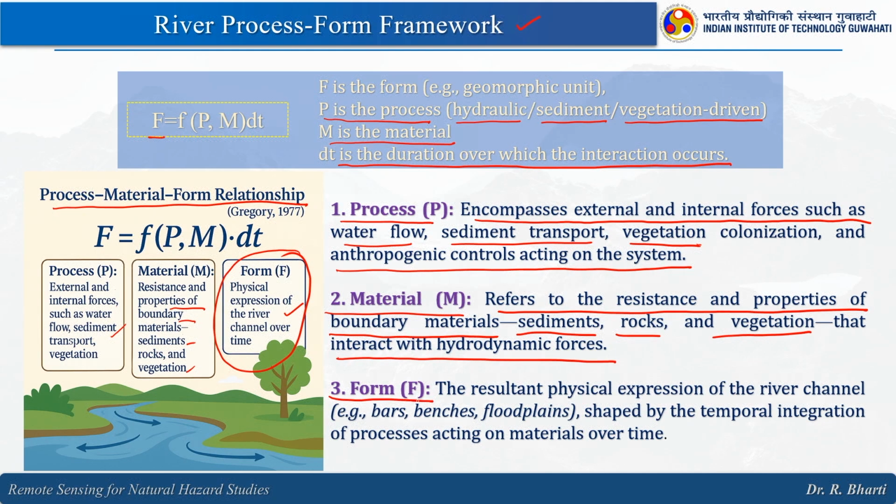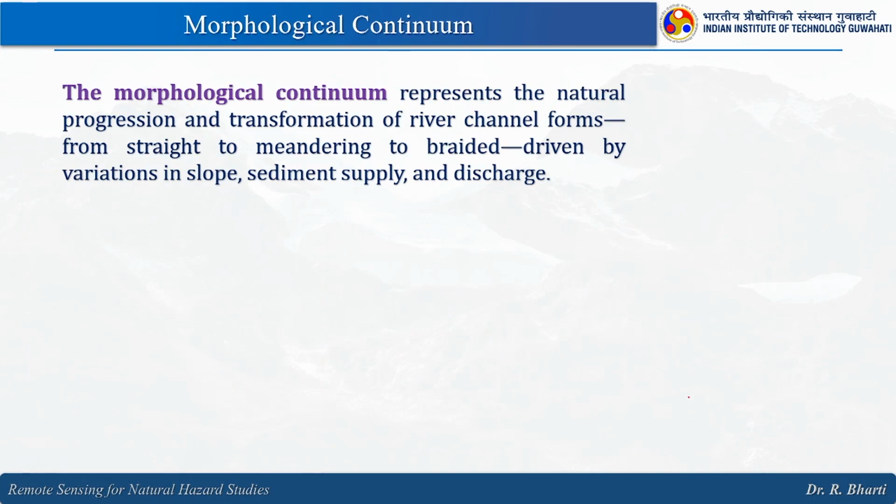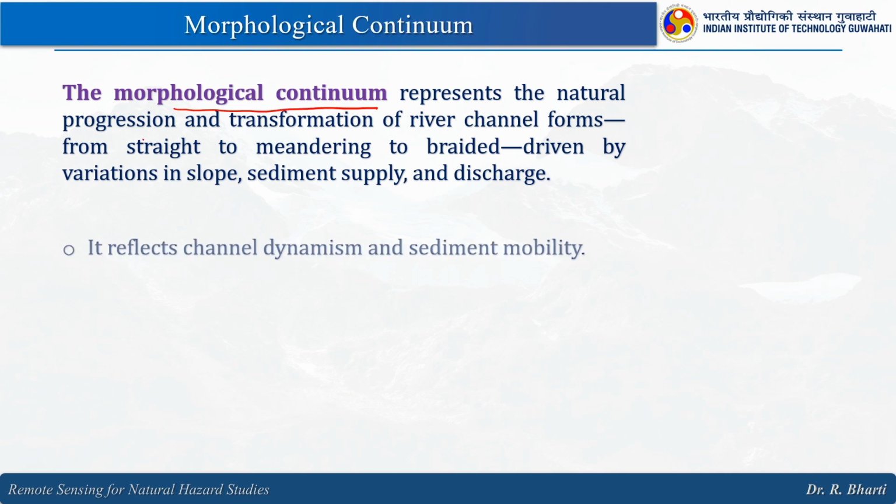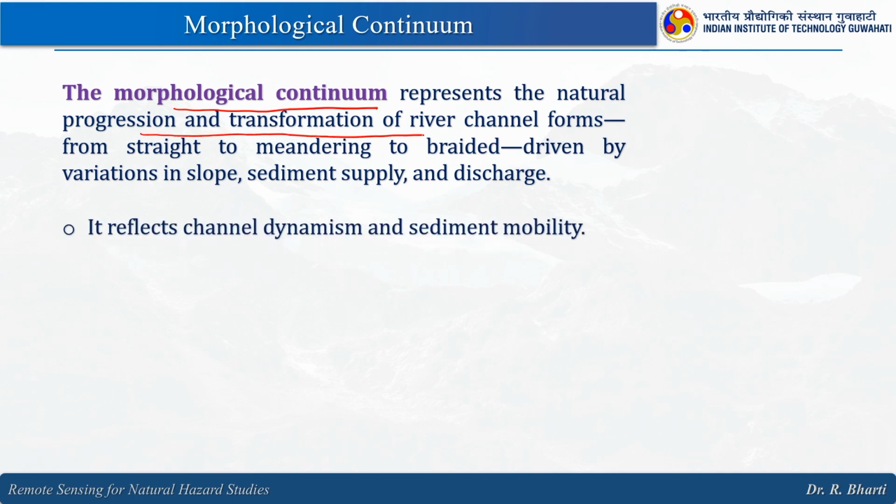Then we have F, that is the form. So, the resultant physical expression of the river channel, for example, bars, benches, floodplains, shaped by the temporal integration of processes acting on materials over time. The morphological continuum represents the natural progression and transformation of river channel form from straight to meandering to braided, driven by variation in slope, sediment supply and discharge.